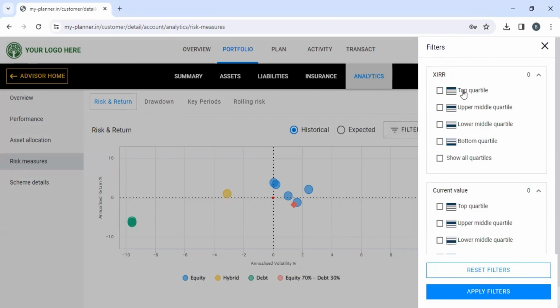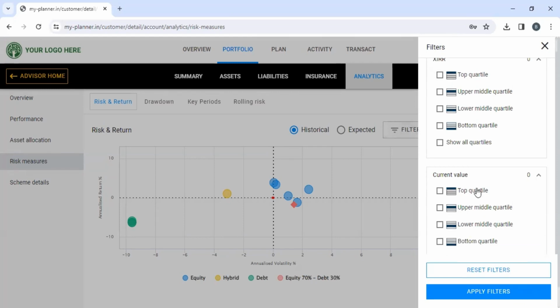So we can filter schemes based on their XIRR, their quartile of XIRR. Basically, top quartile XIRR schemes would be the schemes in my portfolio which have given me the highest XIRRs. And then we have current value. This particular filter would have all the top schemes by current value in my portfolio. So let's say I want to see whether the scheme that I have heavily invested in is giving me good XIRR. If I apply this filter, only those schemes will be highlighted. So we can actually figure out which are these schemes.